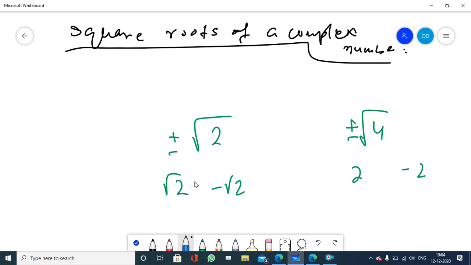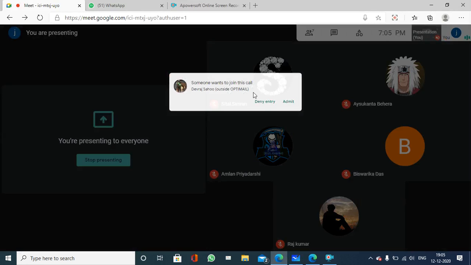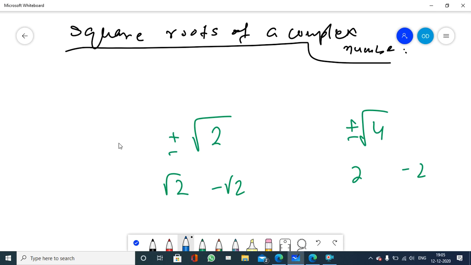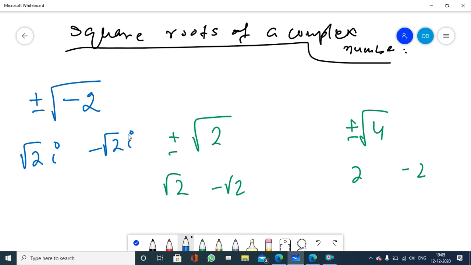Similarly, a negative real number. We also know how to find the square roots of negative real numbers. For example, if I ask you to find the square roots of minus 2, it will also have two square roots. One will be root 2i, the other will be minus root 2i. Suppose I ask you to find the square roots of minus 4. One of them will be 2i, the other will be minus 2i.